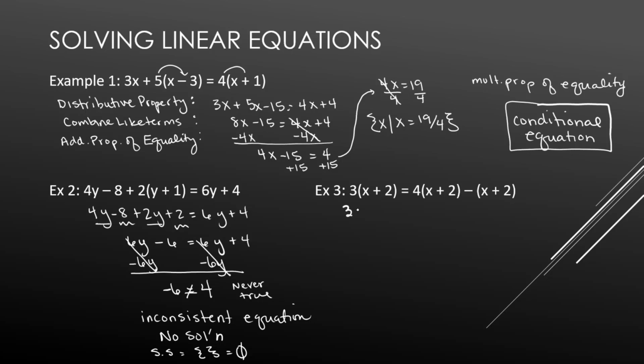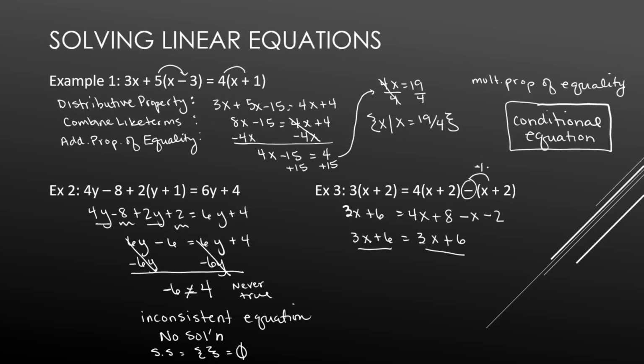Distribute, so I get 3x plus 3 times 2, which is 6. I'm going to get 4x plus 4 times 2, which is 8. And then I got to distribute this negative through here as well. So it's like multiplying by negative 1. So I get negative x minus 2. Combine like terms. And I end up getting the exact same thing on both sides.